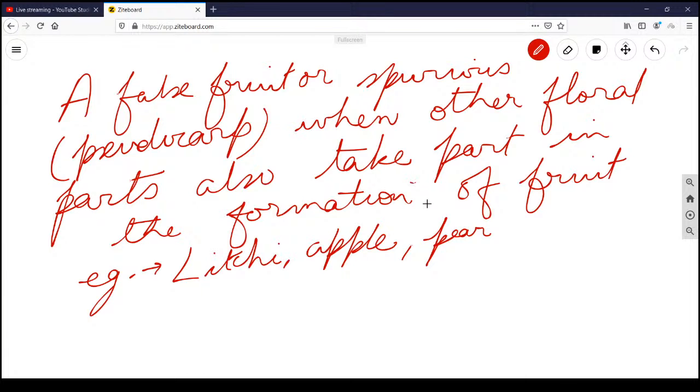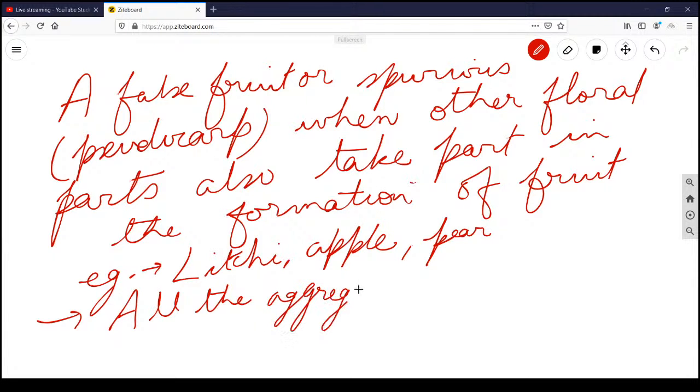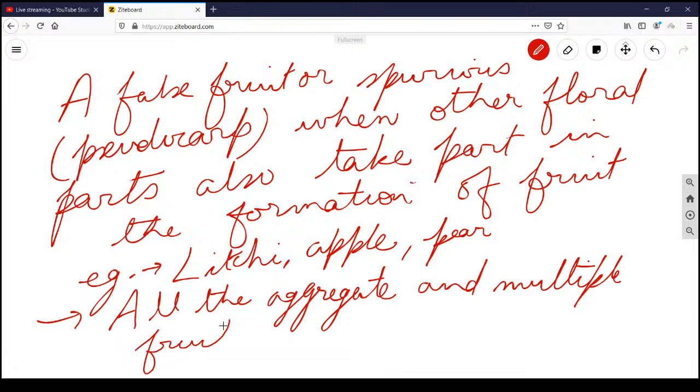So all aggregate and multiple fruits can be considered as false fruits. You might have heard of aggregate fruit, you might have heard of multiple fruits. All the aggregate and multiple fruits can be considered as false fruit. Directly in a comparative examination, you can write that. You can tick on false fruit if you're asked about any aggregate or multiple fruits.